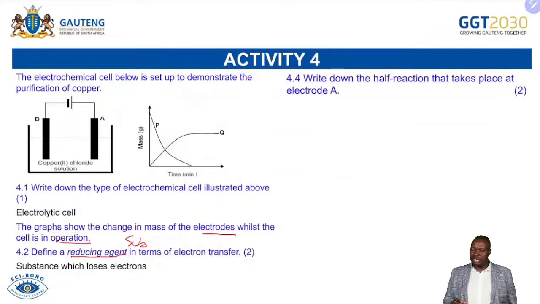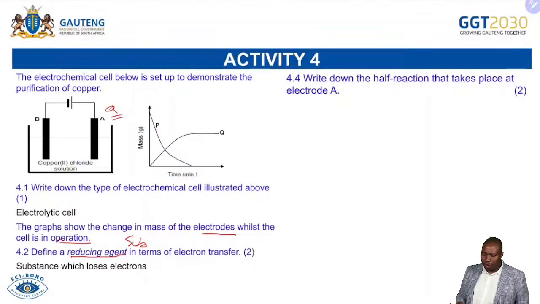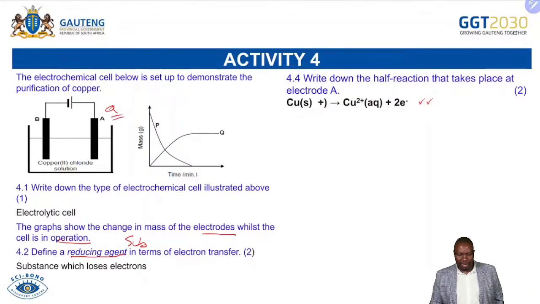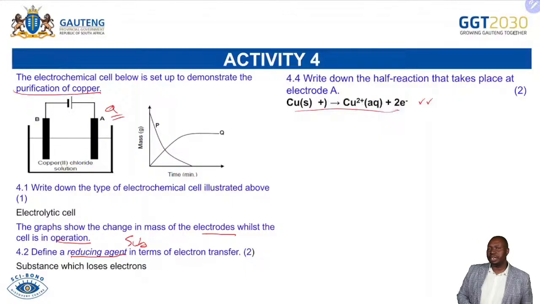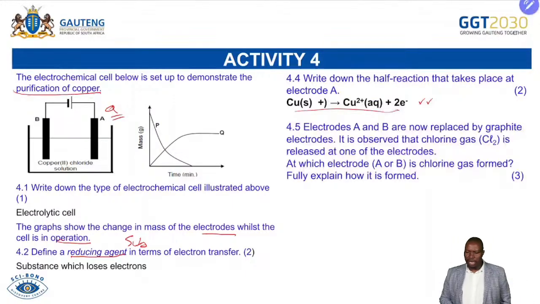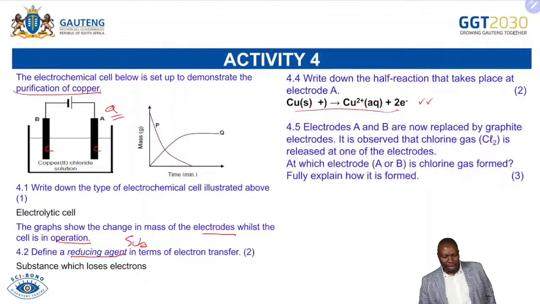Write down the half reaction that takes place at electrode A, and you can see that this is positive. Positive, we said, is anode, and at the anode we lose electrons. So copper must be losing electrons at the anode. At the cathode, because the process was purification, it will be the reverse of that reaction. And then electrodes A and B are now replaced by graphite. They are saying instead of having copper there, we're having carbon. Graphite is carbon. We're having carbon and carbon.